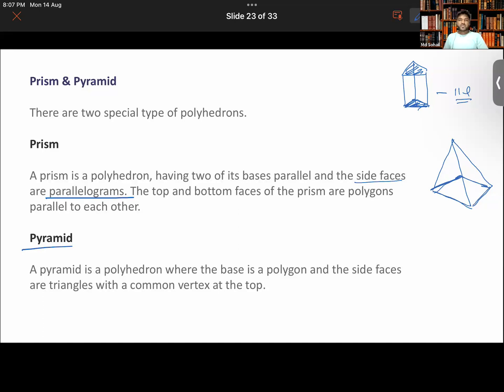The base is actually not a rectangle. It's a quadrilateral, right? It's not necessary that it's going to be a cube or a square or a rectangular shape. It's a parallelogram. It might be that the sides are equal, or they might also be unequal as well.